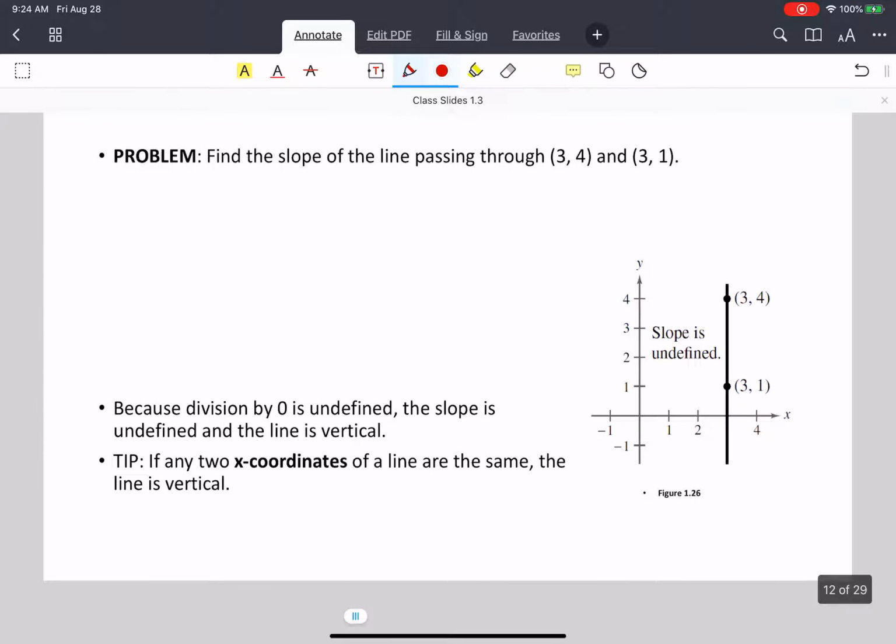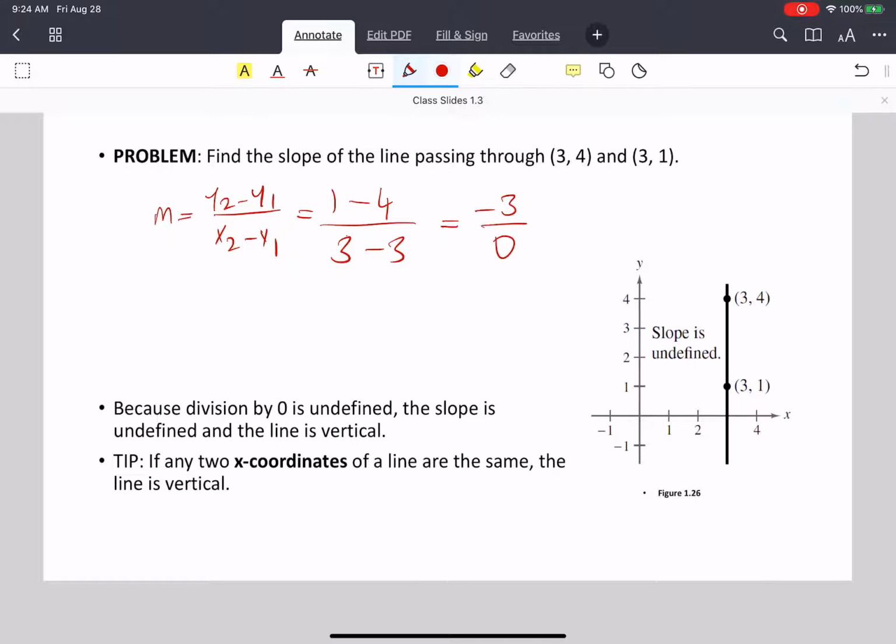Next example, we have: find the slope of the line passing through (3, 4) and (3, 1). So we're going to try to compute the slope and see what happens. m equals y2 minus y1 over x2 minus x1. Let's see what's going to happen. y2 is 1, y1 is 4, x2 is 3, x1 is 3. So you realize we get negative 3 over 0.